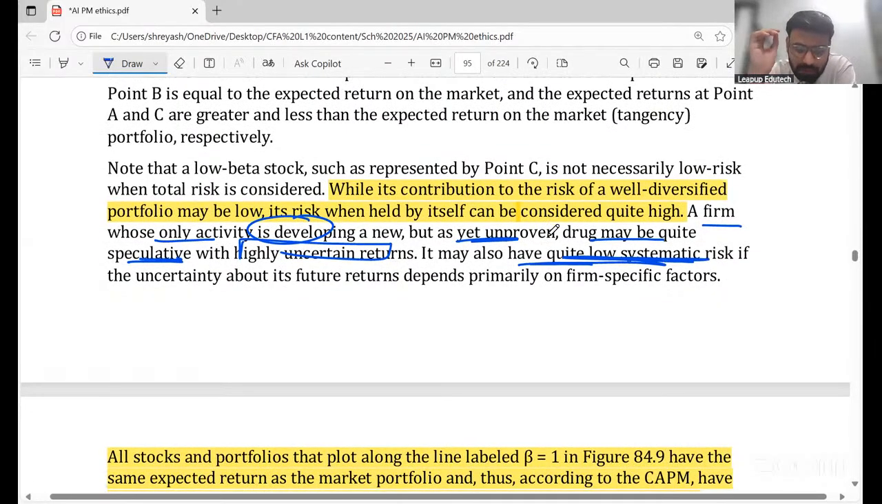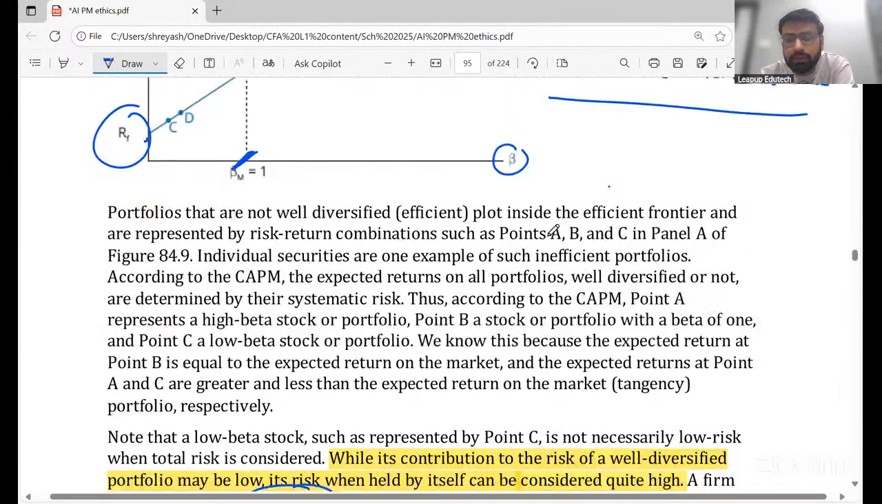Because this company is developing a drug which is not yet proven and has not yet gotten any sort of approval. Tomorrow, if it gets approval, the return will skyrocket. Tomorrow, if it doesn't get approval, everything will tank. But the point is the return of the stock depends upon firm-specific factors that make it risky. Just because it has a lower beta, that doesn't mean that it has lower risk. That is what the interpretation is.